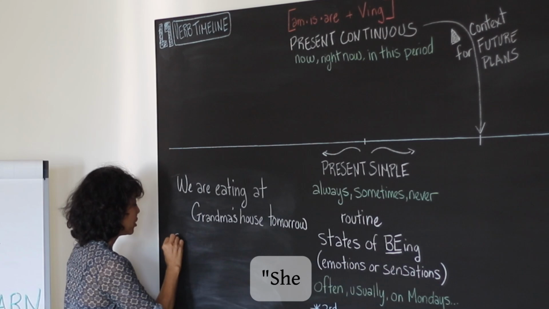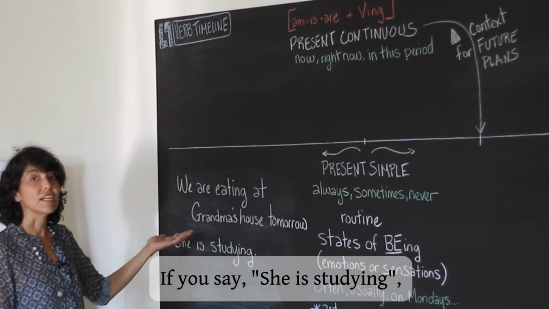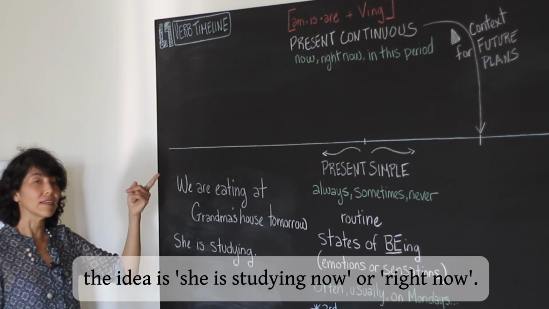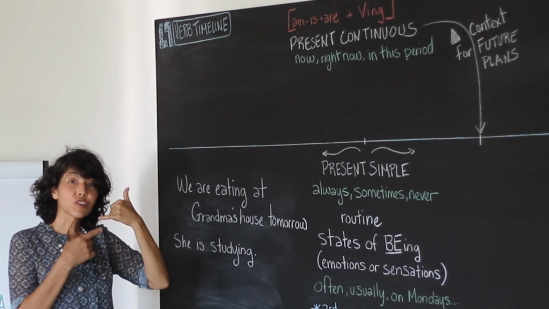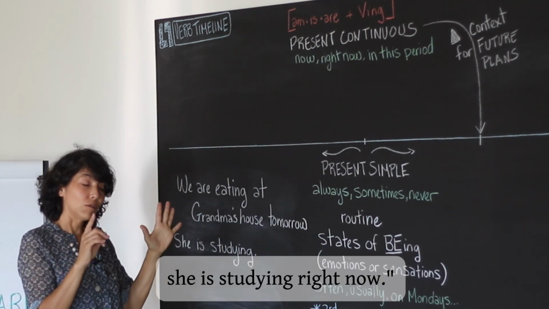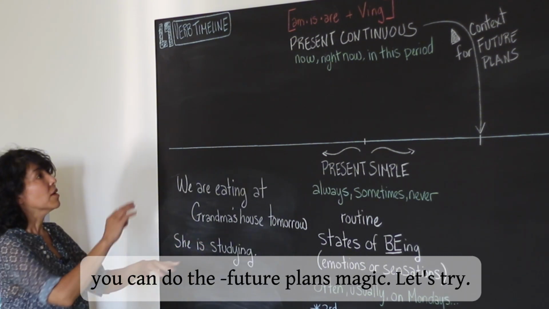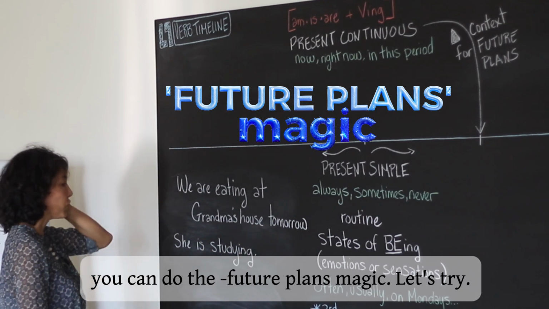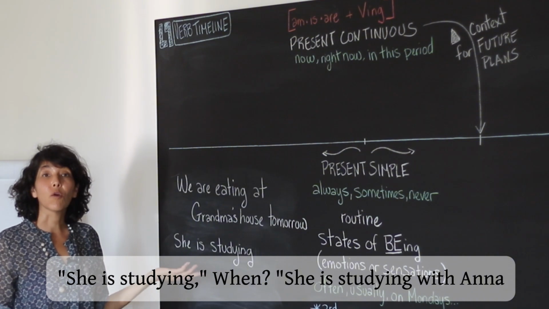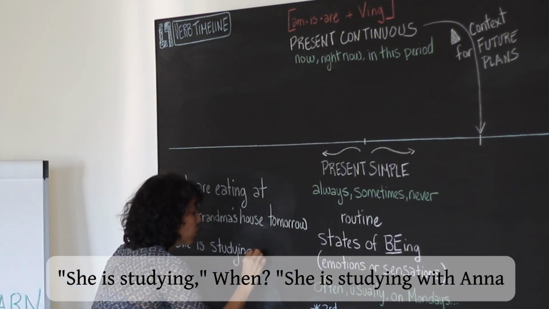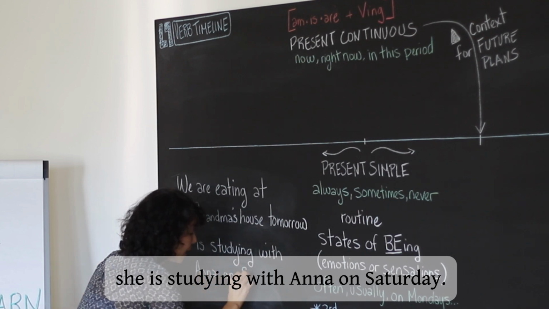Okay. She is studying. If you say she is studying, the idea is she is studying now or right now. Don't disturb her. She is studying right now. But to change this to the future, you can do the future plans magic. Let's try. Take this away. She is studying when? She is studying with Anna. She is studying with Anna on Saturday.